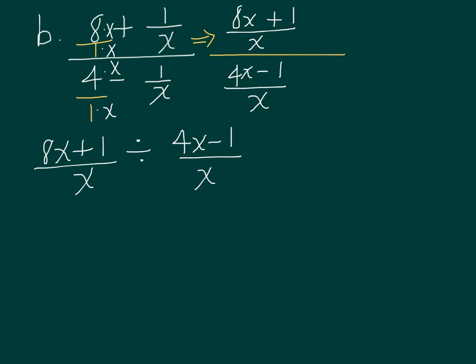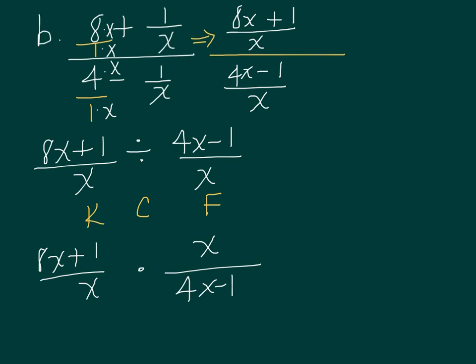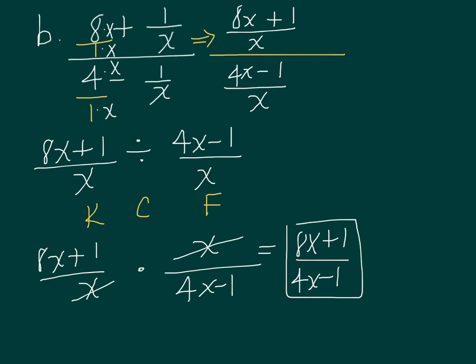And you're going to do keep, change, flip. So keep the first one, change the division to multiplication, and flip the second one. So x divided by x is 1, so you're left with 8x plus 1 over 4x minus 1. And you can't divide that further because we don't know what x is.